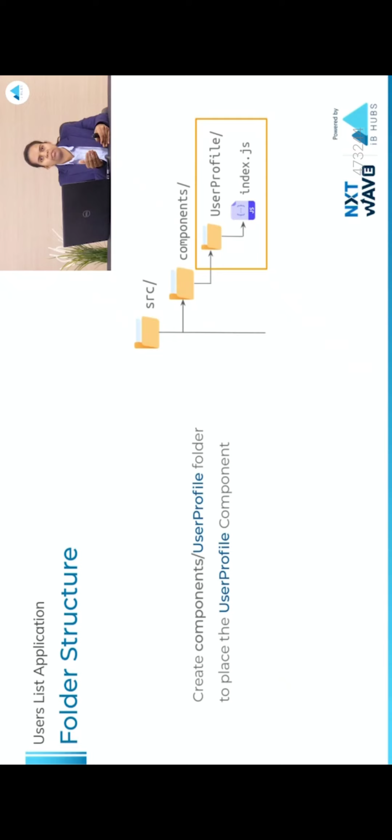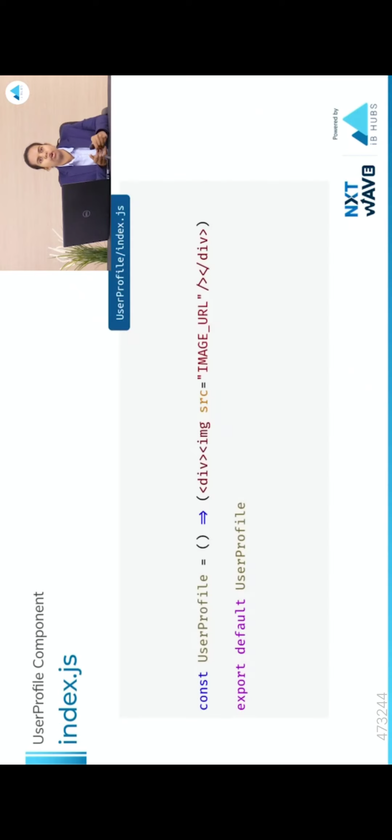Within the source, we have the components directory. In the components directory, we have UserProfile. And in UserProfile, we have index.js, where we are going to start writing the user profile component. There you can see we have written const UserProfile equal to an arrow function, which has to return a JSX element. The JSX element just looks like HTML. It's exactly the HTML code that we'll write.